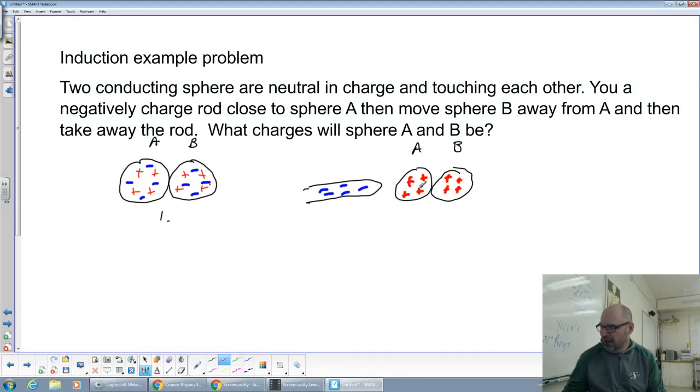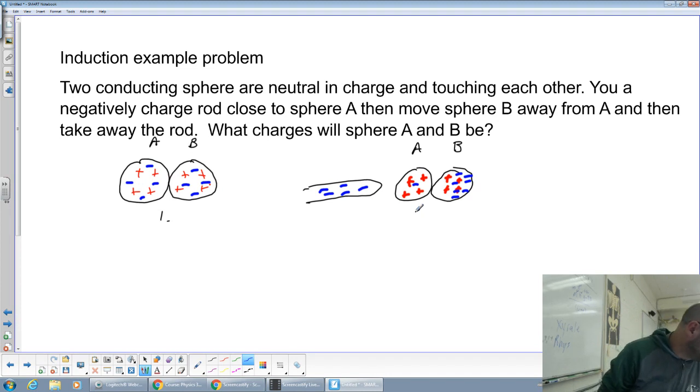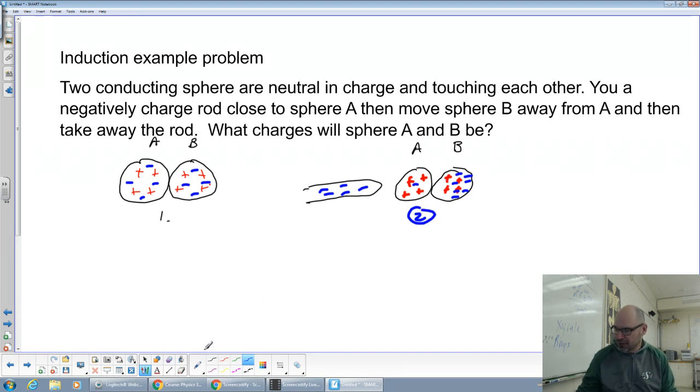So we're going to see more negatives get pushed onto B. They're going to go away from the rod. So what we'll see is maybe one negative stays here and a bunch of negatives go on this edge, 4, 5, 6, 7. So there's still 8 and 8 charges, but now they have split apart like that. Now you're going to move sphere B away. So that was step 2. And you're going to split them apart and take this rod away.